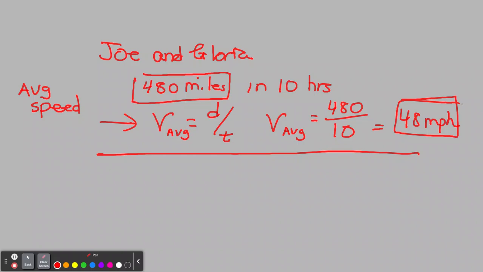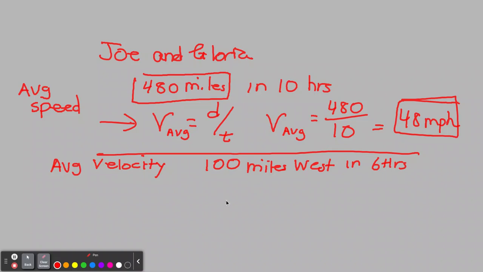But let's look at an average velocity question. Let's say you're going 100 miles west. Now we have velocity here. It's 100 miles west, and you're doing that in 6 hours. Then you turn around for some reason. Who knows why you're turning around? You forgot your keys. You turn around and then you're going to go 50 miles east in 4 hours.